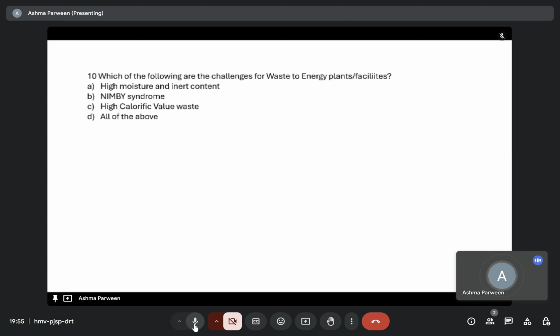So let's move to the next question. Which of the following are the challenges for waste to energy plants or facilities? A, high moisture and inert content. B, NIMBY syndrome, or C, high calorific value waste, or D, all of the above. So again, I'll give you 2 minutes. Just take your time, write the option in the chat box, and then we will discuss.